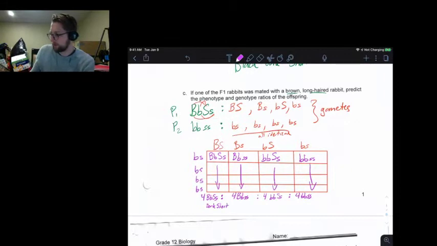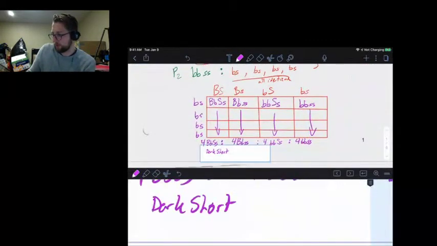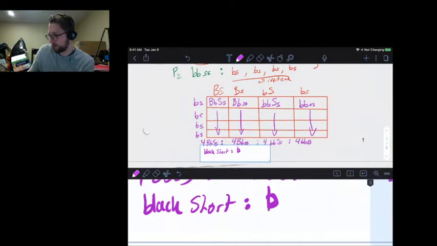I'm just going to use my zoom here so I can write nicely. Dark and short, or black and short, that's what they called, right? We didn't say dark, we said black. Short, black, and long.